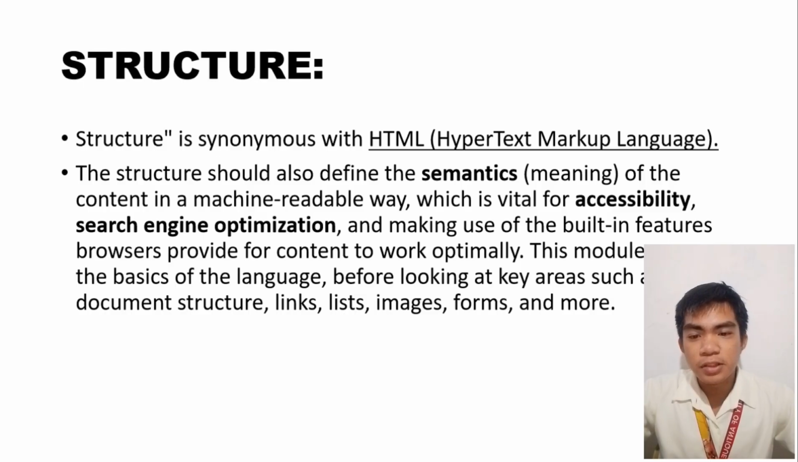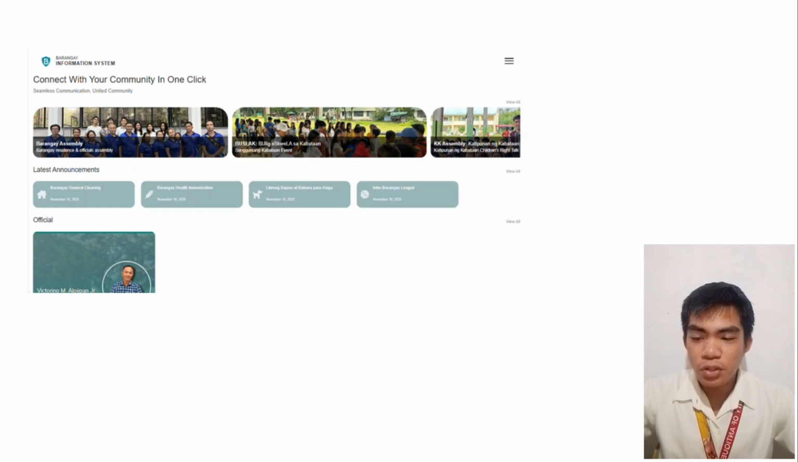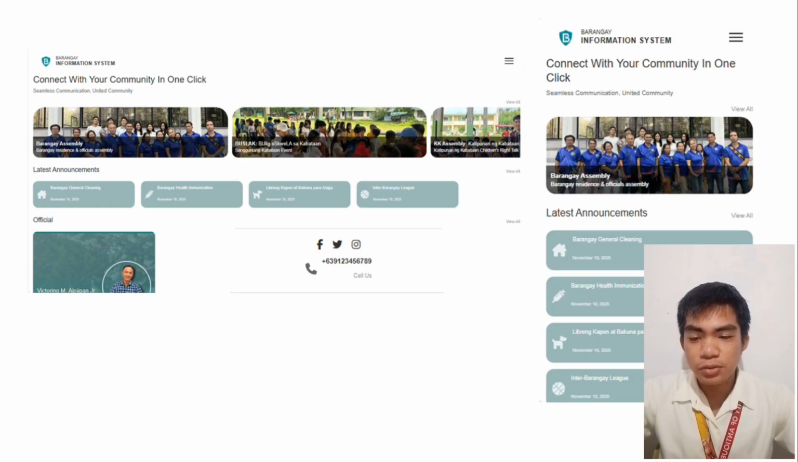This module covers the basics of the language before looking at key areas such as document structures, links, lists, forms, and more. When we look at our project, we used semantic elements, using tags that describe their purpose. For example, header for the top navigation, then main for the unique content of the page, footer for the bottom links, section and article for organizing information.